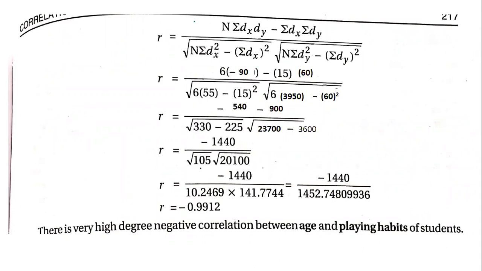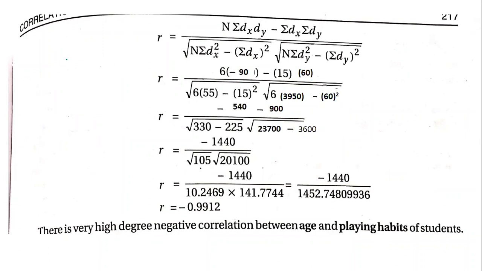Okay. Now here, the formula is n into sigma dx into dy minus sigma dx into sigma dy, whole divided by square root of n into sigma dx square minus sigma dx the whole square, into square root of n into sigma dy square minus sigma dy the whole square. So this is the formula. Now substitute all the values.